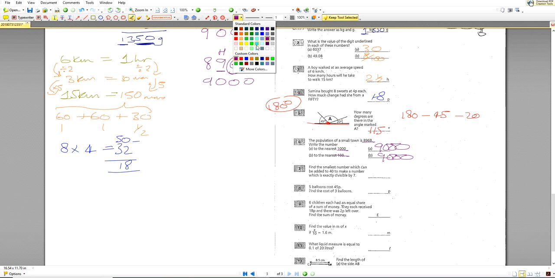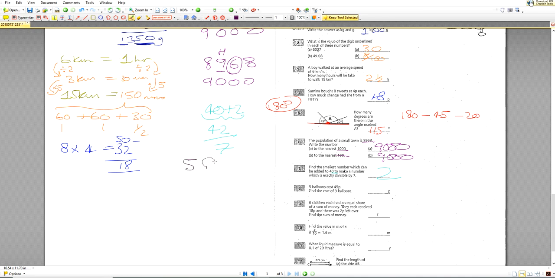Okay, another color. Let's try that. Find the smallest number which can be added to 40 to make it a number which is exactly divisible by 7. Well, we know from 40 we need another 2 because 40 and 2 is 42 and 42 will divide by 7. So we need another 2. That color is a bit light. Let's choose something else for the next question. 5 balloons cost 45p.